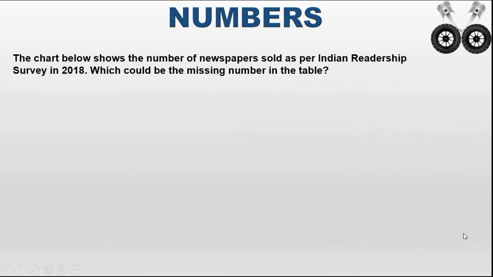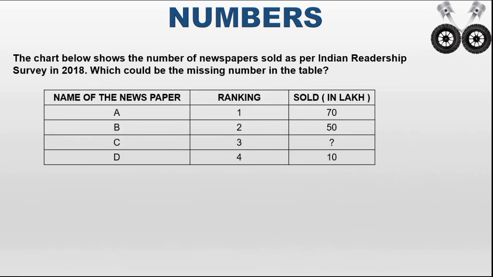What is the next question? The chart below shows the number of newspapers sold as per the Indian Readership Survey in 2008. Which could be the missing number in the table? So one chart is given. In the chart, they give the ranking of the newspapers depending upon the number of papers sold. For example, for newspaper A, the ranking is given as 1. How many newspapers are sold? 70 lakh newspapers are sold.